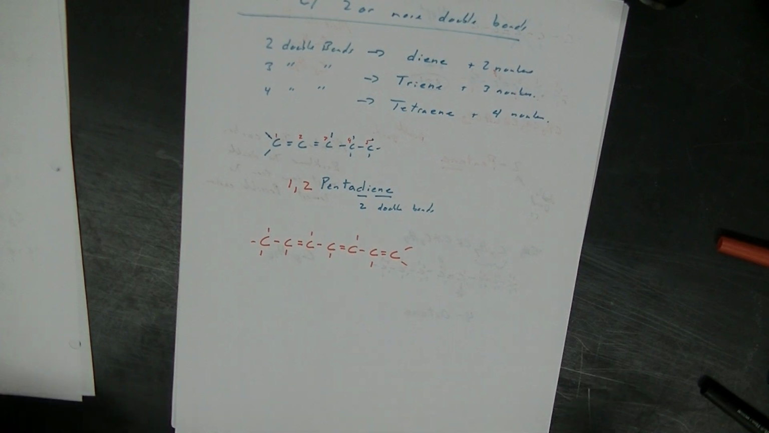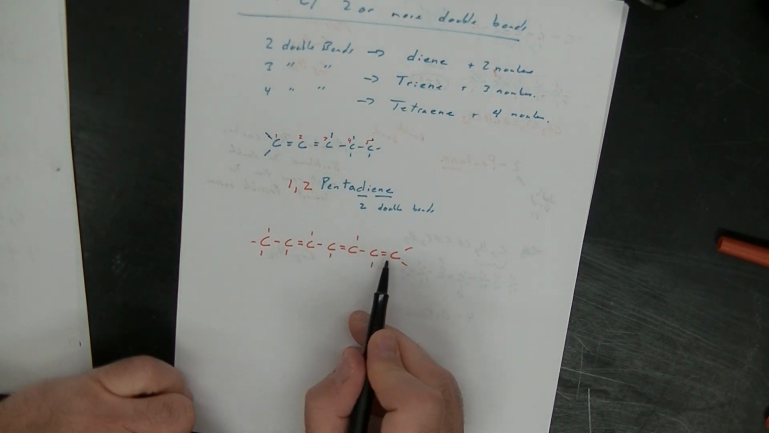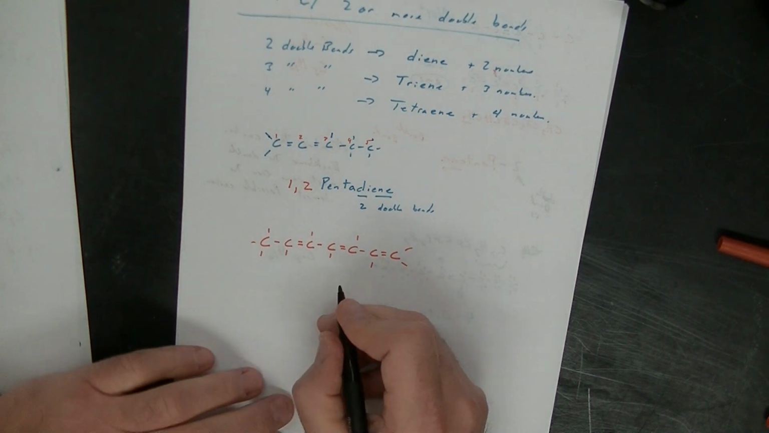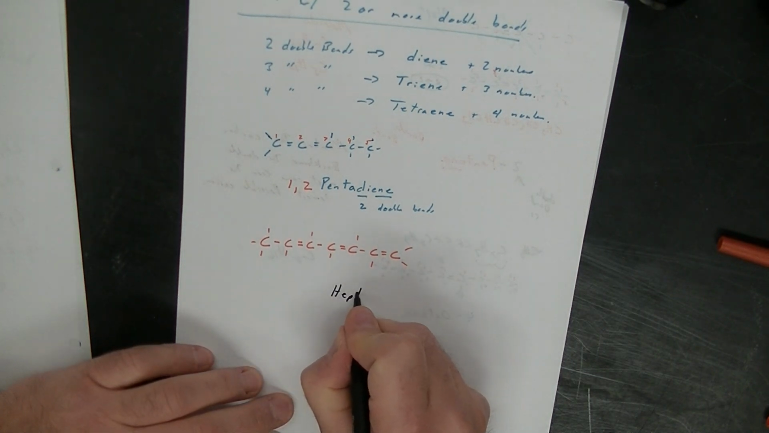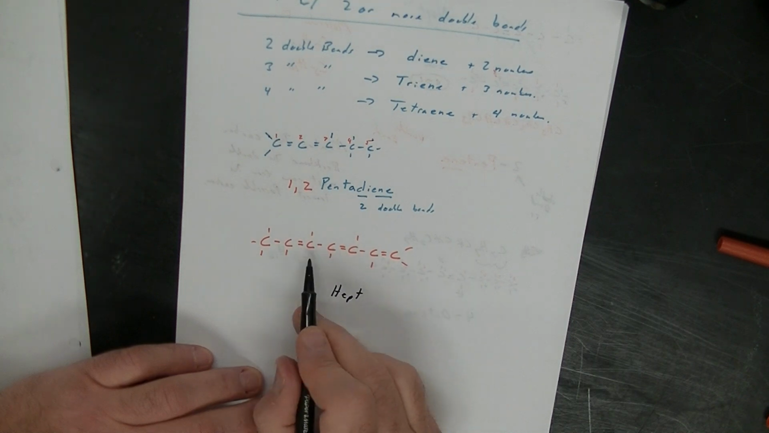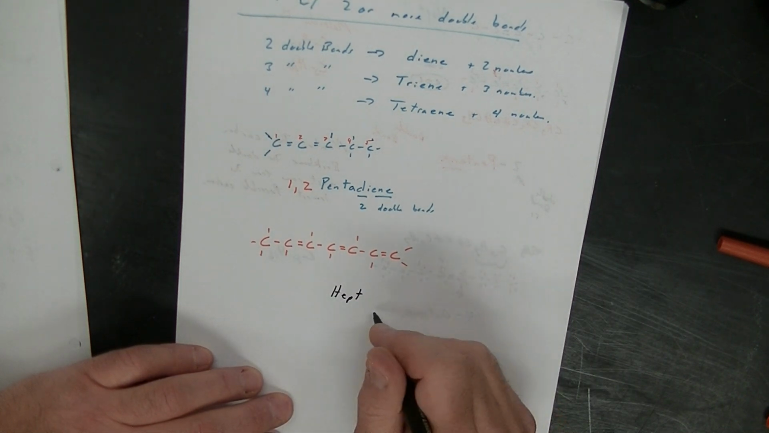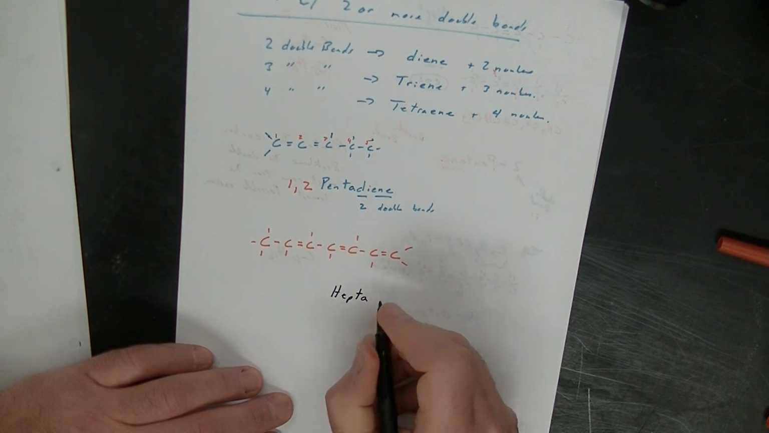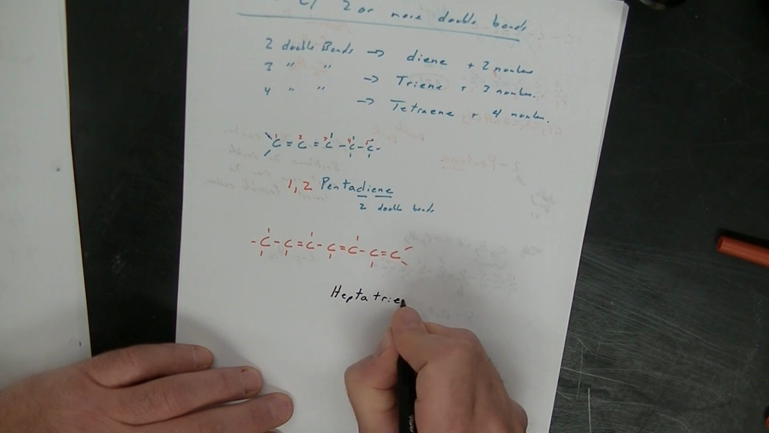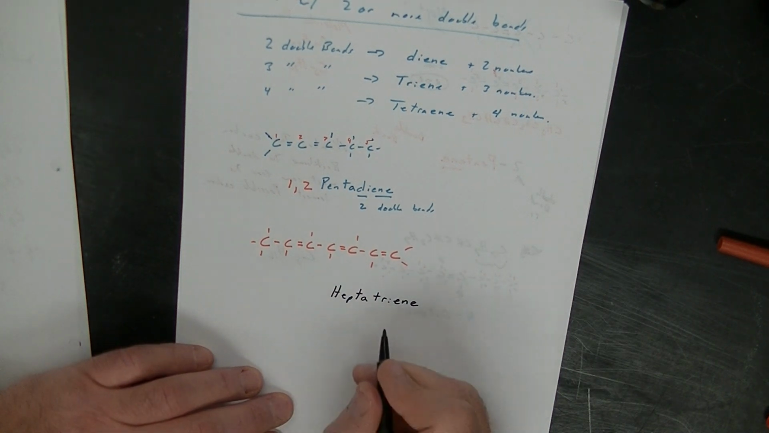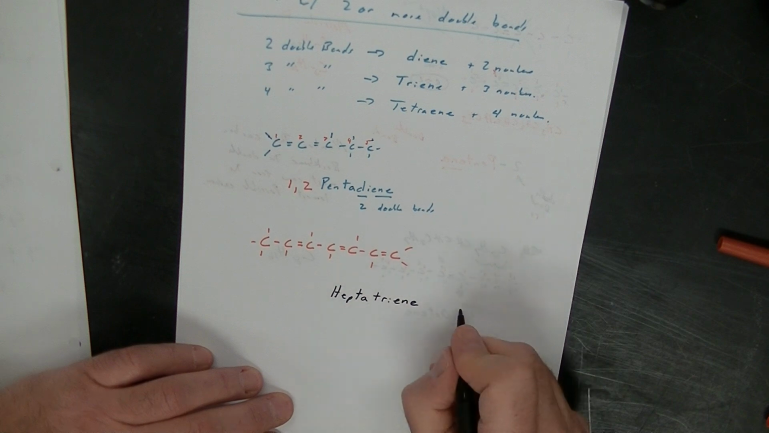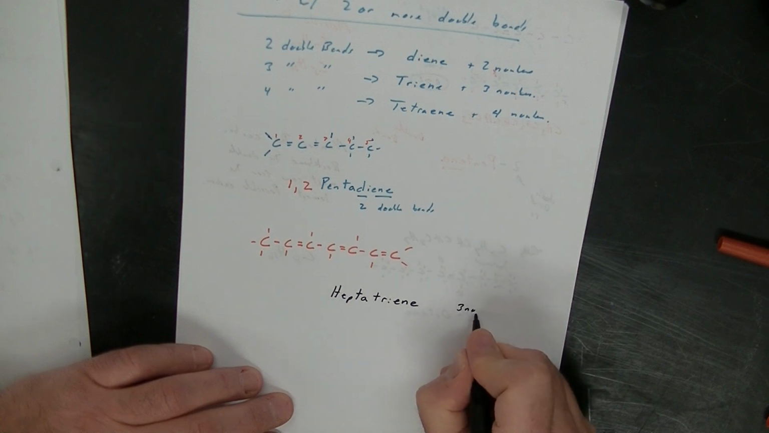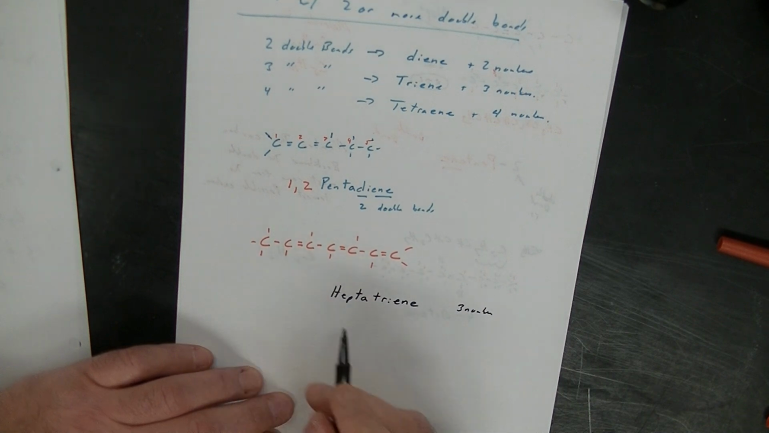Go ahead and name this. Well, we got 1, 2, 3, 4, 5, 6, 7 carbons in a row. So that's a type of hept. We have 3 double bonds. So that's going to be a triene. But instead of hept tri, we're going to use hepta-triene. Okay. If I have a tri, that means I need 3 numbers. Okay, a number for each one of the double bonds.